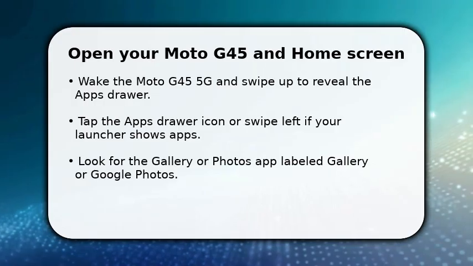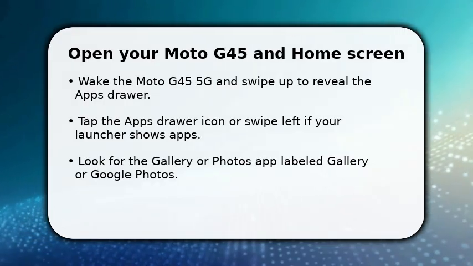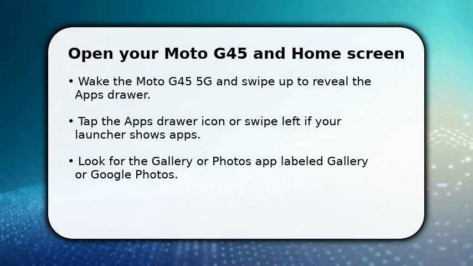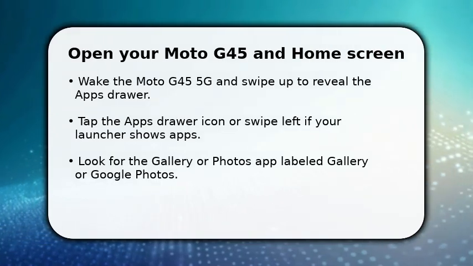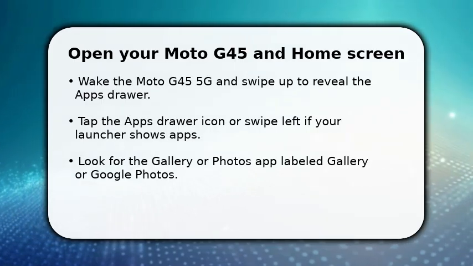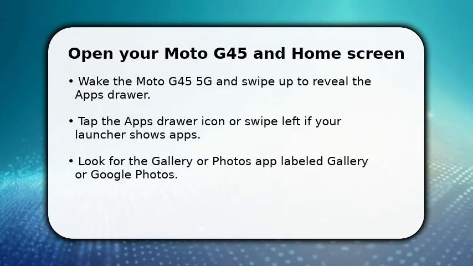Wake your Moto G45 5G and unlock the phone with your chosen method. Stay on the home screen and look for the Apps drawer icon near the bottom. If your launcher displays pages instead, swipe left once or twice to reveal all apps and folders.